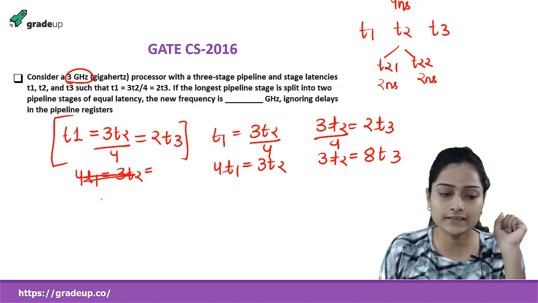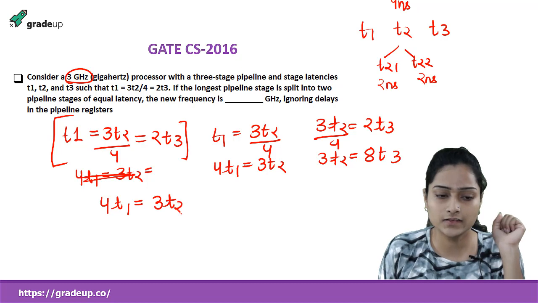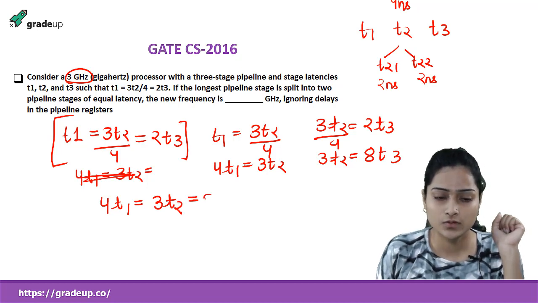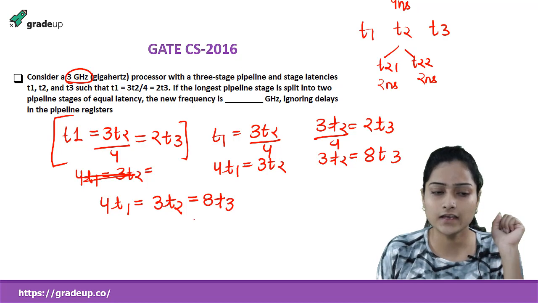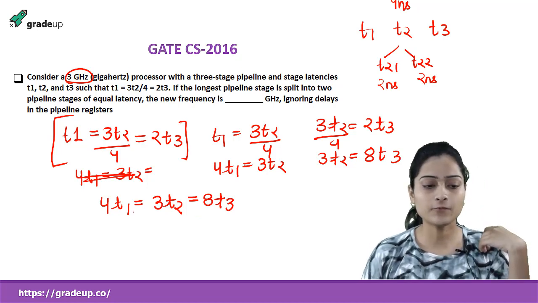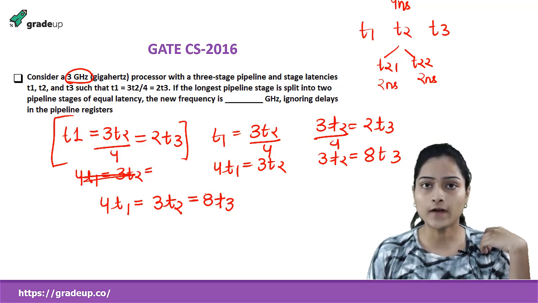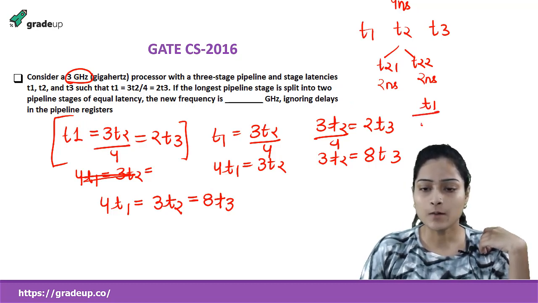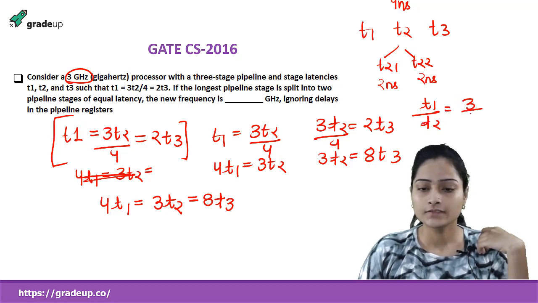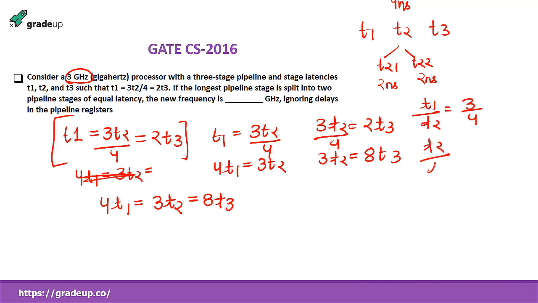Then how can we write this? 4T1 is equal to 3T2 is equal to 8T3. So see, we have 4T1 is equal to 3T2 is equal to 8T3. If I want to find the ratio, T1 upon T2 can be written as 3:4 and T2 upon T3 can be written as 8:3. And the common ratio T1 to T2 to T3 can be written as, these two should be equal.